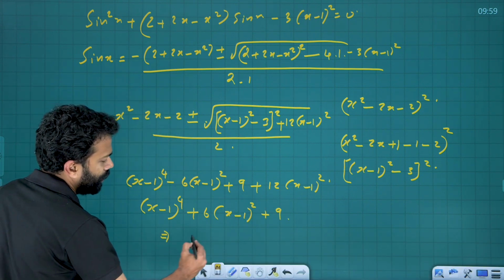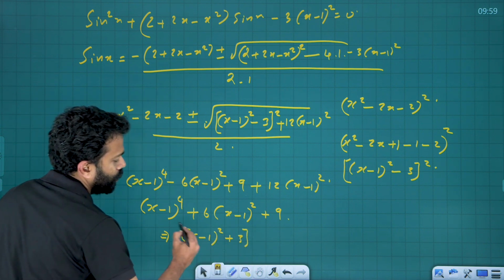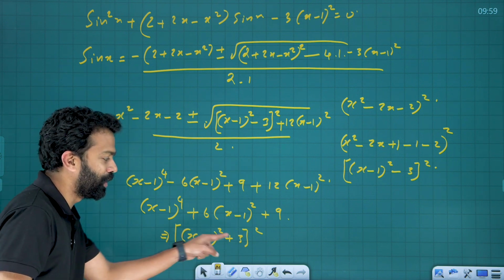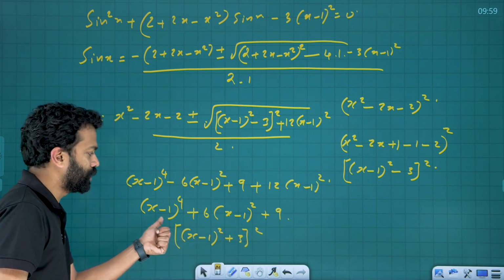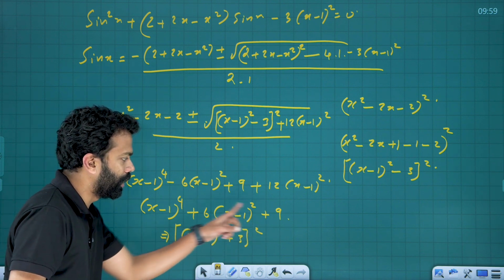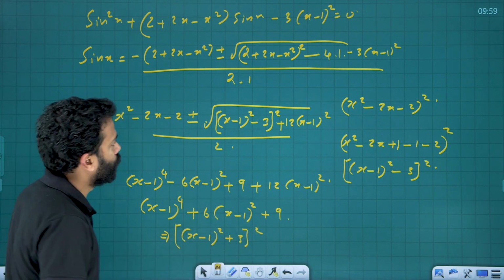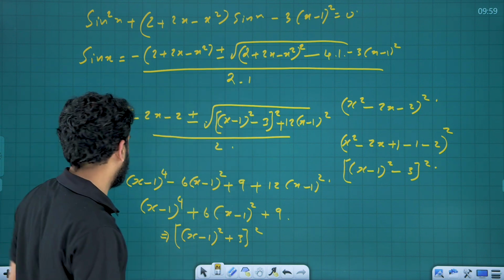So, this will be (x minus 1) whole square plus 3 whole square, right? This itself is a perfect square. (x minus 1) whole square plus 3 whole square. That is (a plus b) whole square, a square plus b square plus 2ab. So, instead of that discriminant, we can substitute this value. We need to move to the next slide.